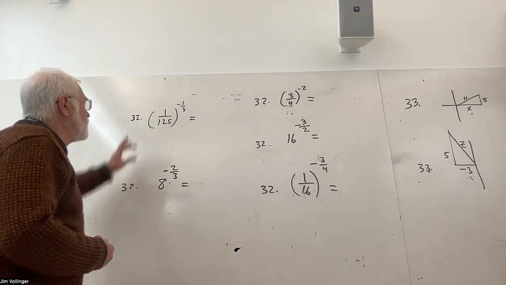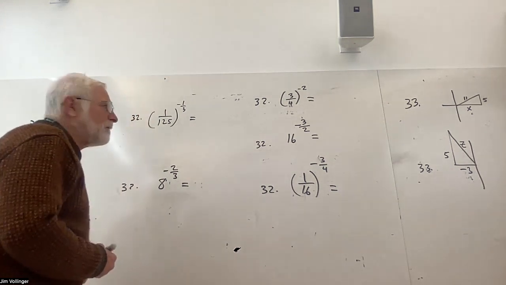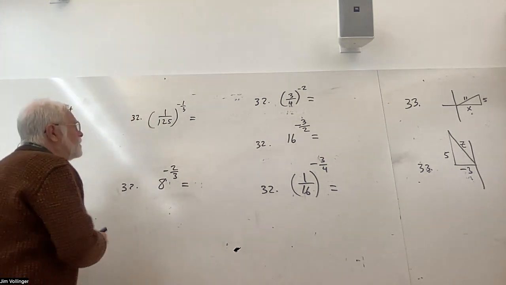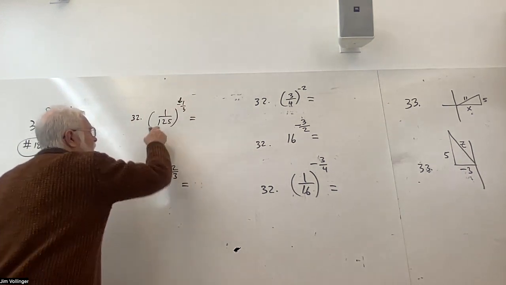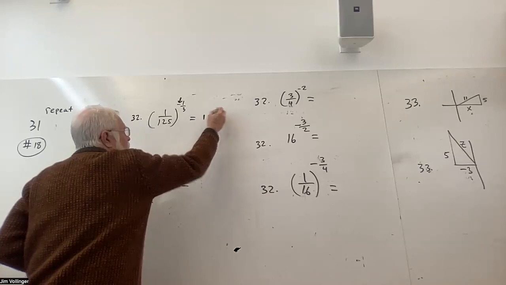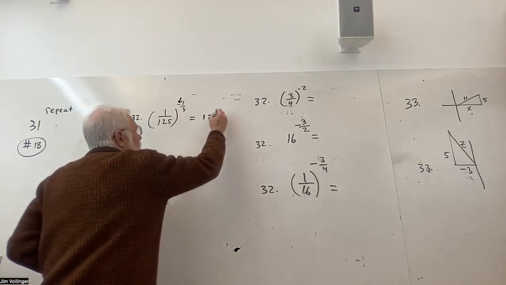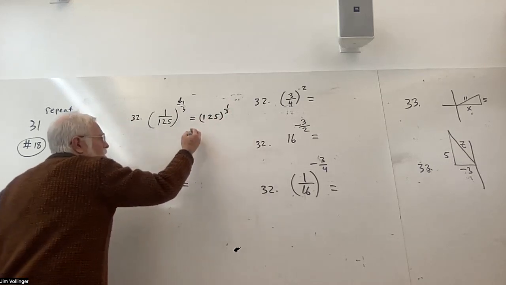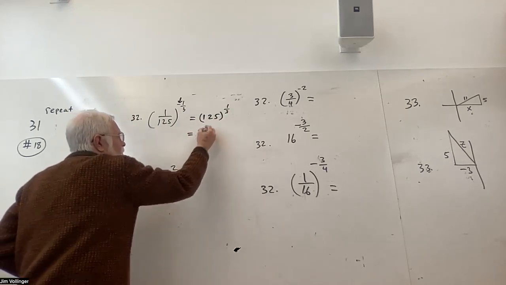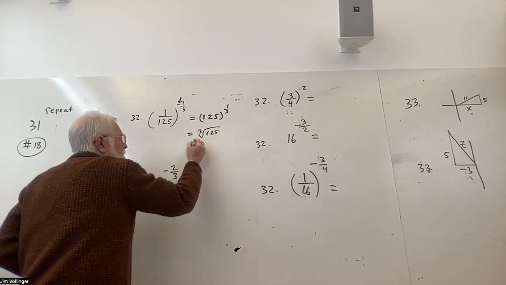Do you know what to do to the quantity 1 over 125? Well, the first thing I would do is the minus sign, which is reciprocation. So that just gives me 125, and then that is to the 1/3. You need to know that that 1/3 means the cube root of 125. And that's 5.